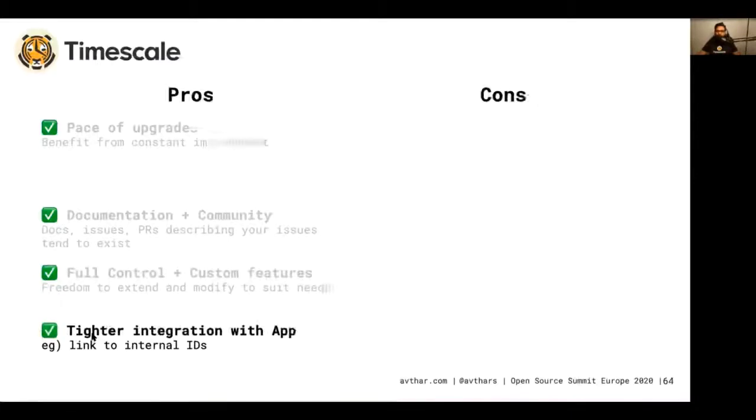And then the fourth point here is the tighter integration with the application itself. Building on open source software allowed them to do things like link their metrics to internal user IDs so that you can get a better overview of what's actually going on, so that you can better support and create a better user experience at the end of the day.